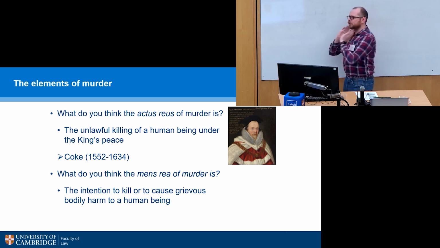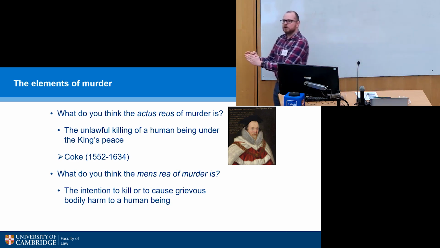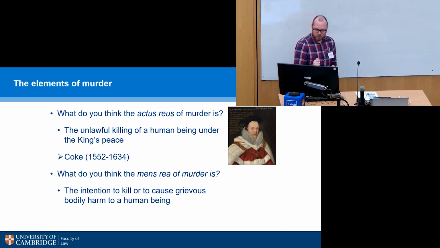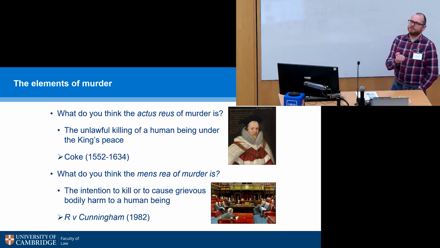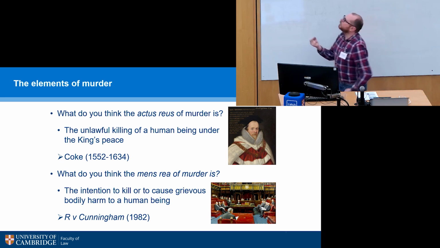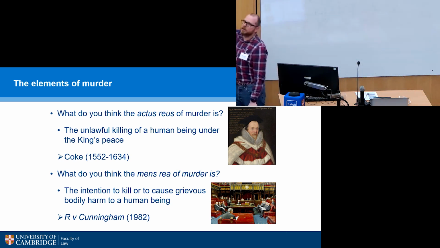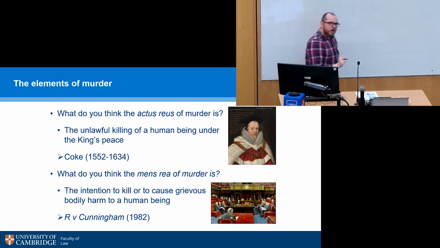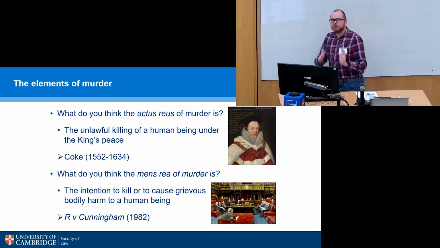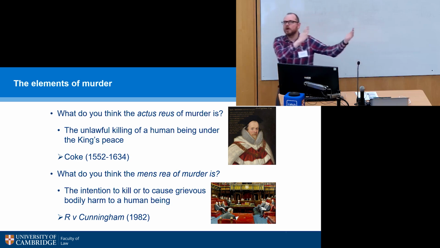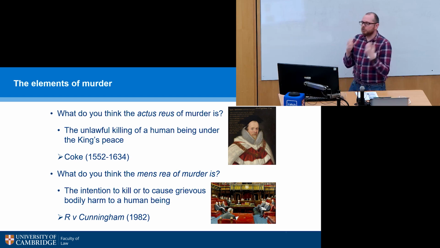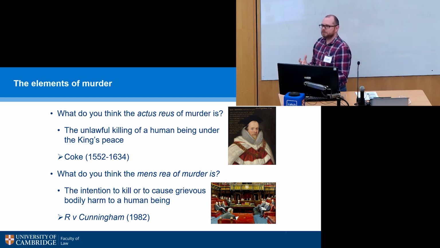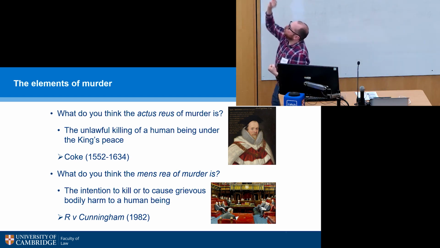So as long as you intended to really seriously harm the person that you kill, you are going to be convicted of murder. And again, there's no statute that tells you that. To work out the mens rea of murder, you have to go to a judicial decision called Cunningham, where the House of Lords, which used to decide criminal cases before it became the Supreme Court, said that yes, the mens rea is an intention to kill or cause grievous bodily harm to a human being. There then, we have our definition of murder.